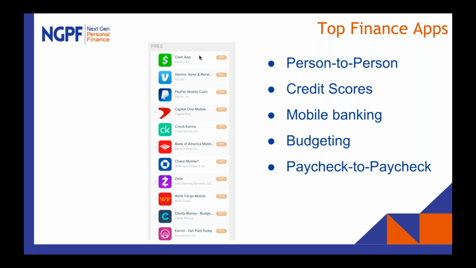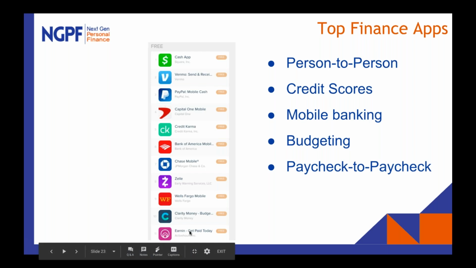Mobile banking is third, so you see Bank of America, Chase, Wells Fargo on the list. You see some budgeting apps, Clarity Money, which I'm less familiar with. And then lastly, this paycheck to paycheck service. This is new on my radar, and I think this is why it's always important to keep up to date on what are the apps that are most popular. It's at the bottom of the list there, you'll see EarnIn.